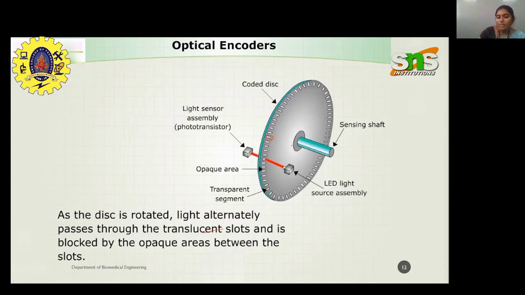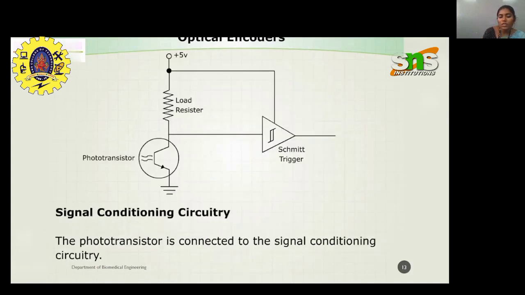Okay, so as the disc is rotated, what will happen now? The light will alternately pass through the transparent slot, that is the opening slot, and will also be alternately blocked by the opaque areas placed between the slots. So you have light on, then light off, then again light on, and again light off. In this manner, the light alternately reaches the sensor.